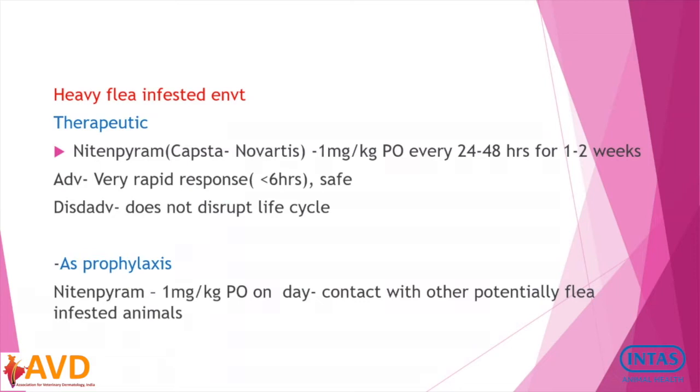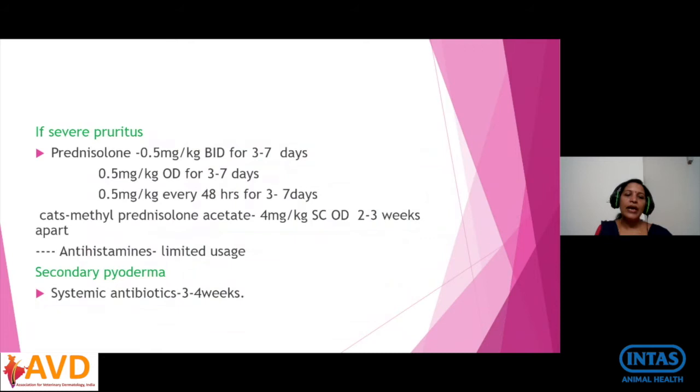In case of severe pruritus, we can go for glucocorticoids. Prednisolone can be given, with tapering doses. In the case of dogs, 0.5 milligram per kg body weight can be given BID for 3 to 7 days, then OD for 3 to 7 days, then every 48 hours for 3 to 7 days.